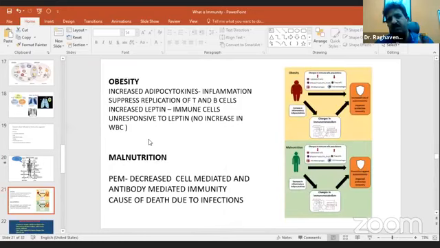Secondly, people with obesity. Obese people have more adipocytokines, which can trigger inflammation and suppress the activation of T and B cells. Though they're obese and produce more leptin, the immune cells fail to respond to this leptin. There is what is called immunological anergy, which means the immune system is no longer able to respond to the leptin molecule. In normal conditions, the leptin molecule would have enhanced the immune response, but in these obese patients, it no longer enhances the immune response.